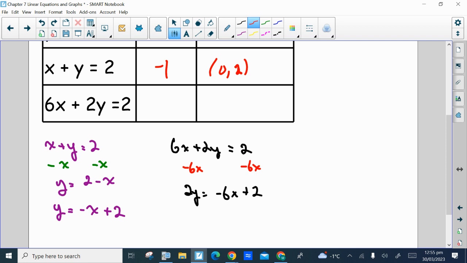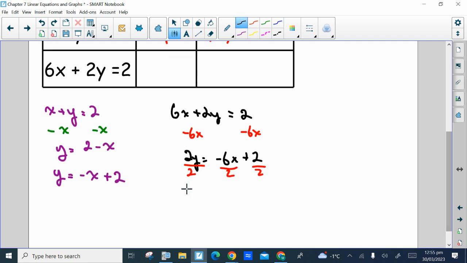Yeah, because it's 2 times y. You have to divide everything by 2. All the terms by 2. And so this will give us y equals negative 3x plus 1 when you divide all 3 terms by 2. Now it is in slope-intercept form.